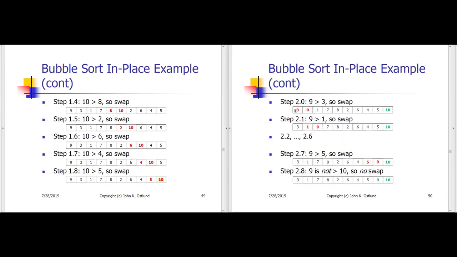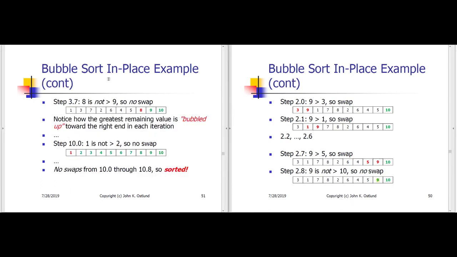Now, in step 2, we continue the same idea. We compare the sub 0 value to the sub 1 value. This time 3 is not greater than 9, so we don't swap. But 9 is greater than 1, so we swap. 9 is greater than 7, so we swap. 9 is greater than 8, so we swap. And so on. Eventually, we swap 5 and 9. 9 is not greater than 10, so we don't have a swap. All right? So for step 2, sub-steps 0 through 8, we have bubbled 9 to the end of our shelf.